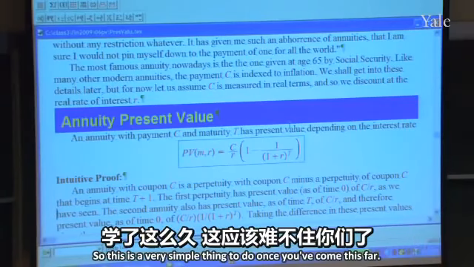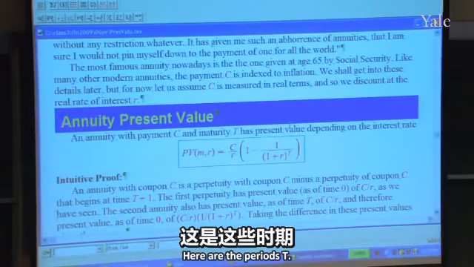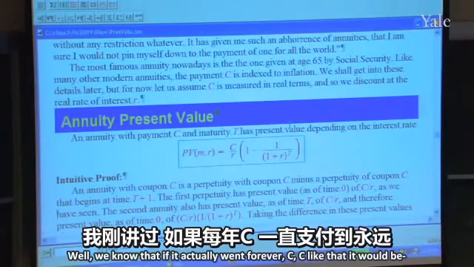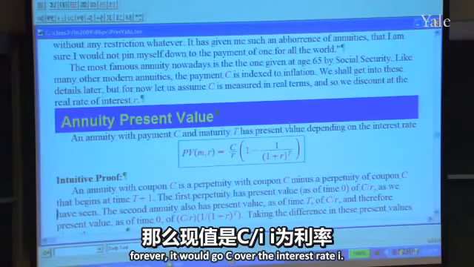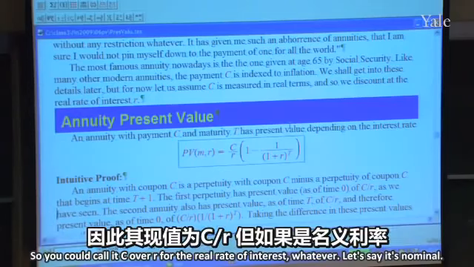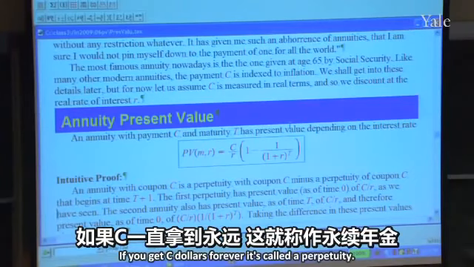This is a very simple thing to do once you've come this far. So remember, an annuity is paying C, C, C, C up to period T. How much should this be worth? What is the present value today at time 0? Well, we know that if it went on forever, it would be C over the interest rate, I. Annuities are often inflation corrected, so you could call it C over R for the real rate of interest. Let's keep to I. So C over I, if you get C dollars forever, is called a perpetuity.